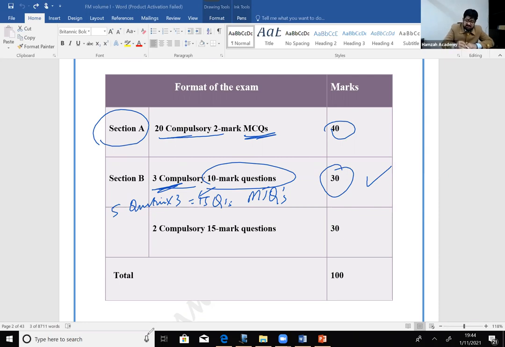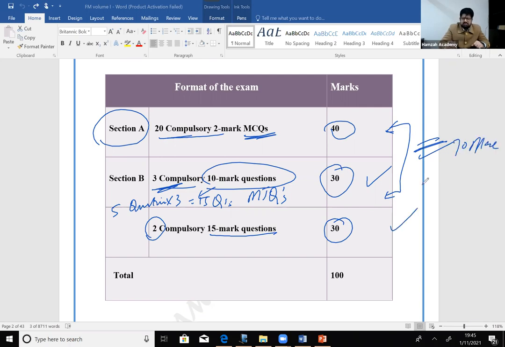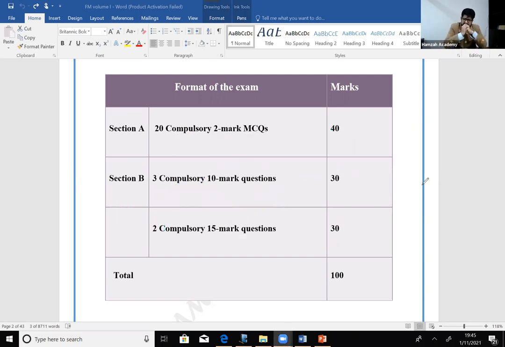And 2 compulsory 15-mark case studies, 30 marks. These are constructed response, scenario-based questions which you have to solve. Now you see here, 70 marks are on theoretical discussion, on the MCQs, and you know the calculations as well. So these are the 70 marks. And 30 marks are on the scenario-based questions.